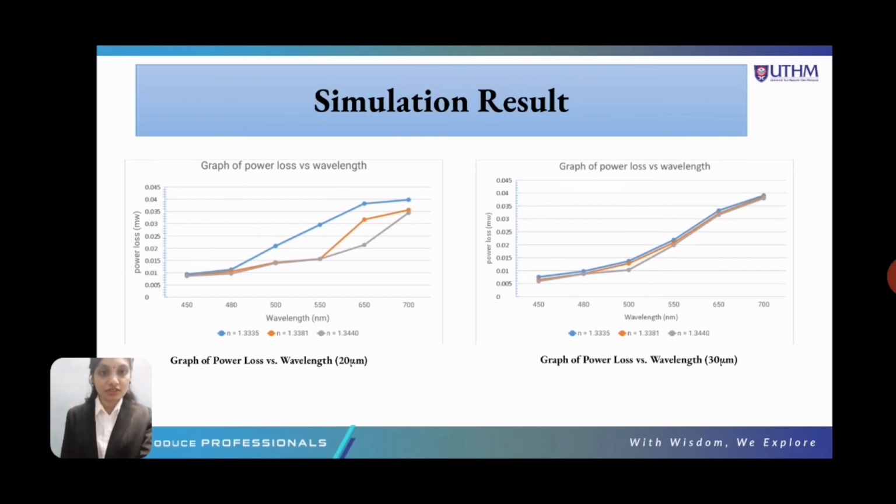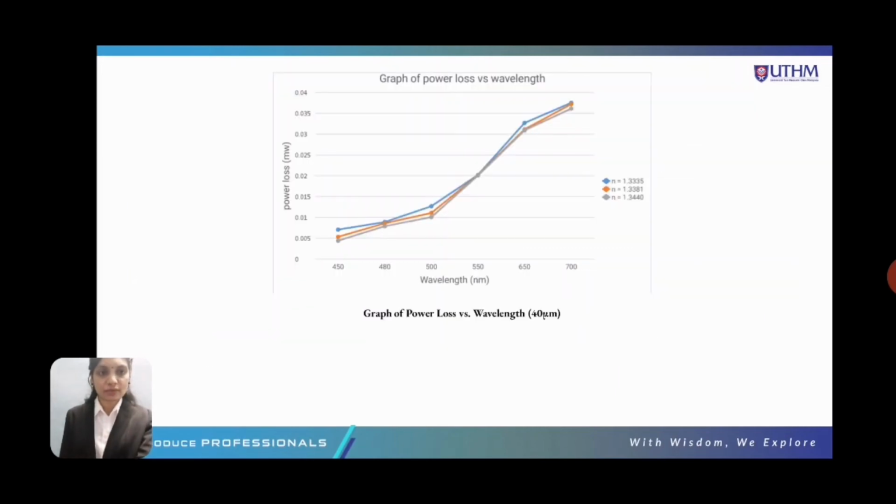The simulation result, a graph of power loss versus wavelength. From this graph we can see that as the wavelength increases, the amount of power loss also increases. We can also see that when the refractive index of ammonia is n equals 1.3335, the power loss is higher than for the other two refractive indices, n equals 1.3381 and 1.3440. The same trend happens for the no-clad region of 30 micrometer and 40 micrometer. The refractive index of 1.3335 has the highest power loss among all three refractive indices.